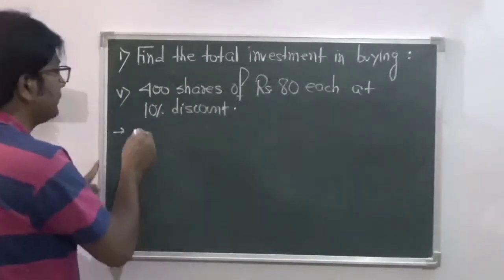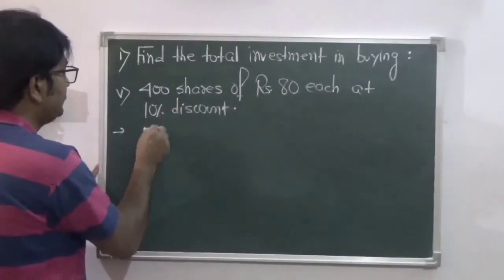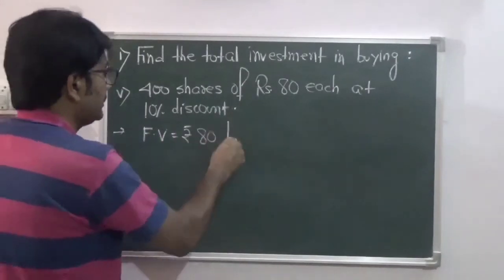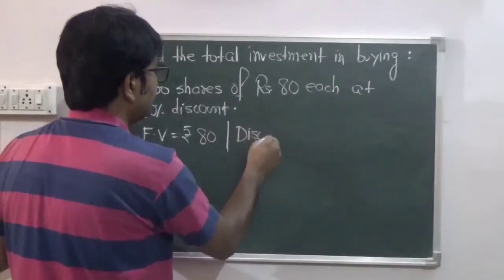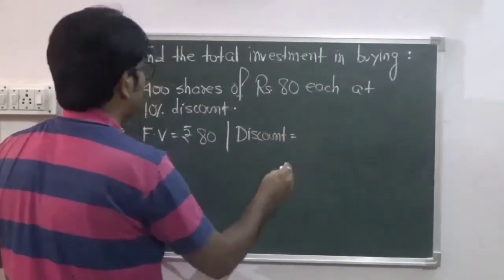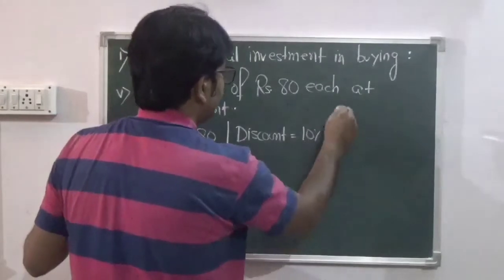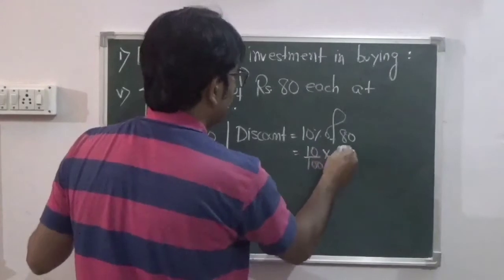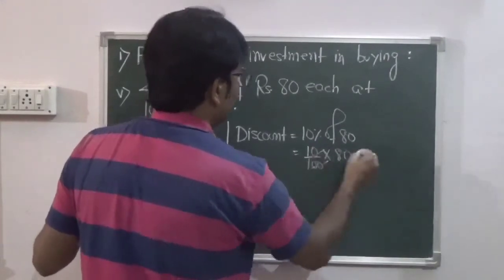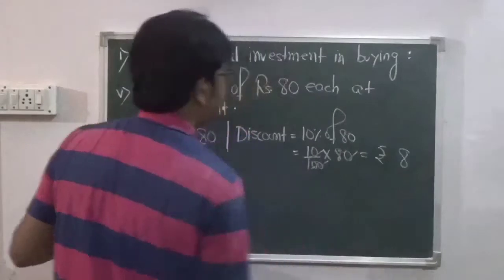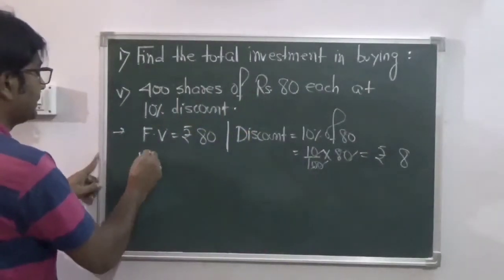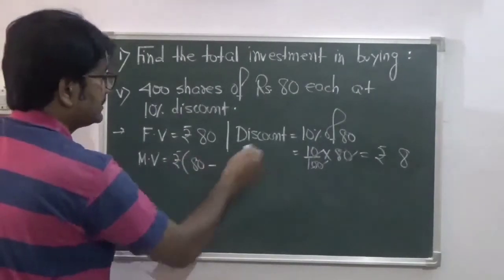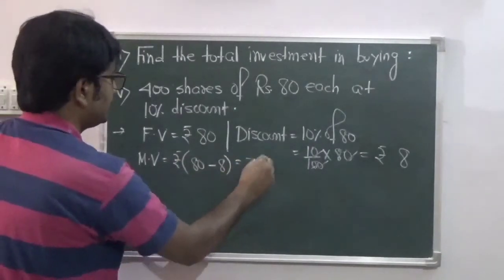So in a similar way we will try to find: face value equals rupees 80. Now the discount is given. What is the amount of discount? So discount is 10% of the face value, that is 10 by 100 into 80, which equals rupees 8. So discount is rupees 8. Then market value will be rupees 80 minus rupees 8, so this is rupees 72.